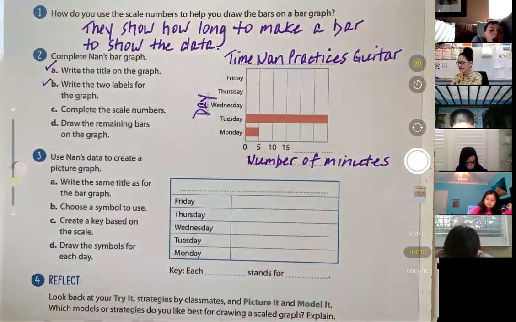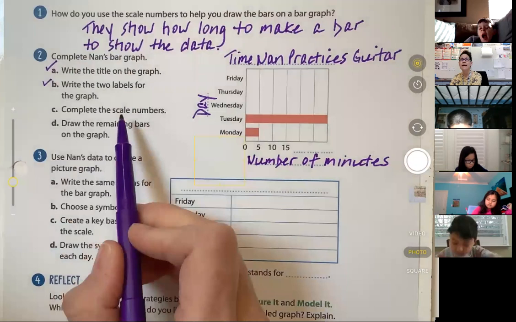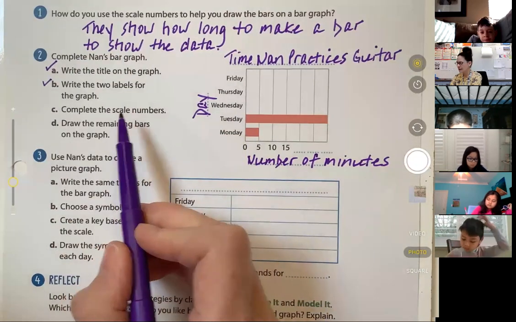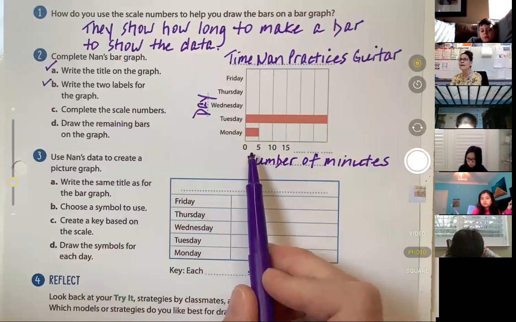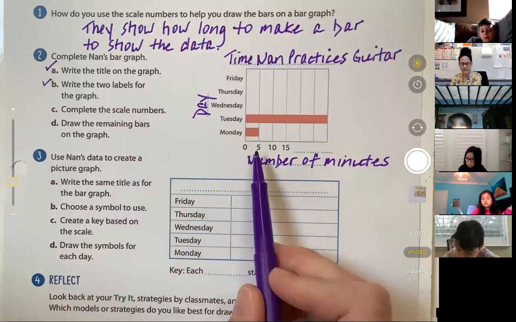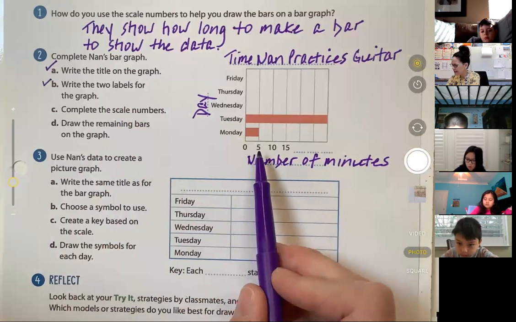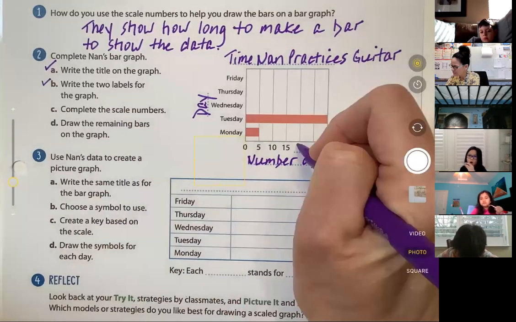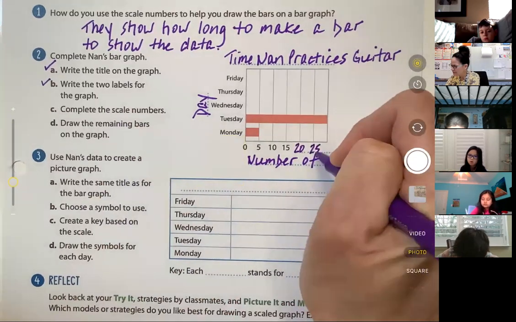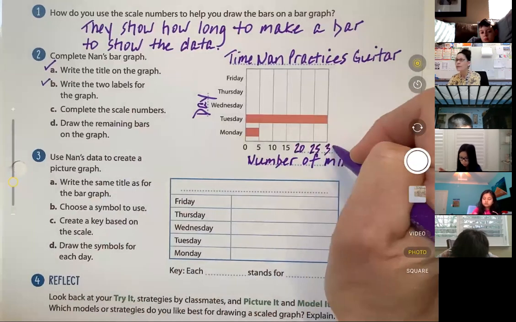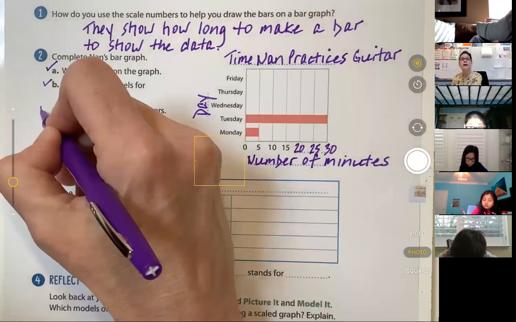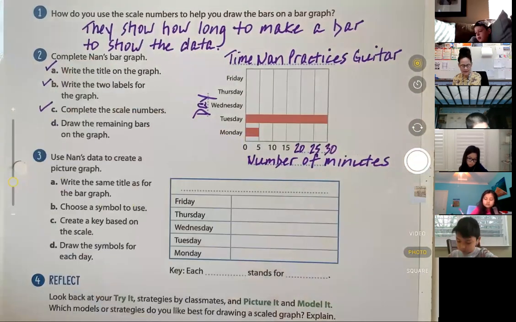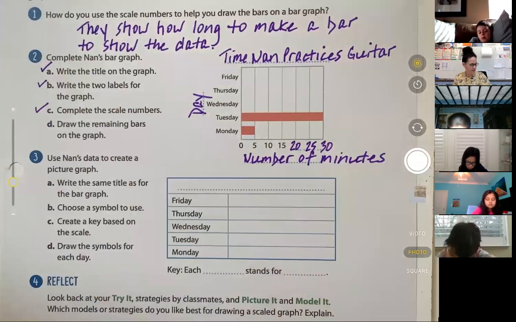Then it says complete the scale numbers. Again, our scale down here, starting at 0, I can see that it is increments of 5. 0, 5, 10, 15, and it's going to be 20, 25, and 30. Excellent. I can go, all done. And then it says I need to draw the remaining bars.